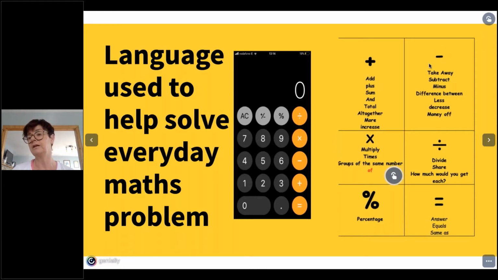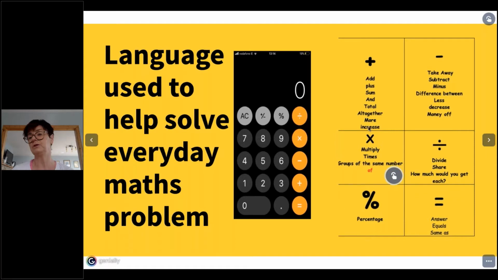I'm going to come on here. This is our takeaway sign, but it's also known as subtract, minus. If you want to find the difference between two numbers, how much less one thing is than another, you're going to subtract. If you're decreasing an amount by another amount, you're going to use this. If you're looking for money off, you're going to be subtracting.